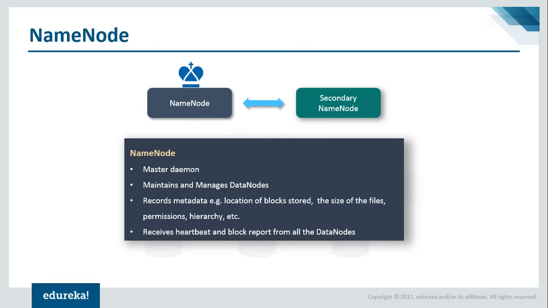And it also makes sure that all the data nodes are running, so it receives a kind of signal which is known as a heartbeat from all the data nodes. So if it receives a heartbeat from each data node, it means that that data node is working and is alive.